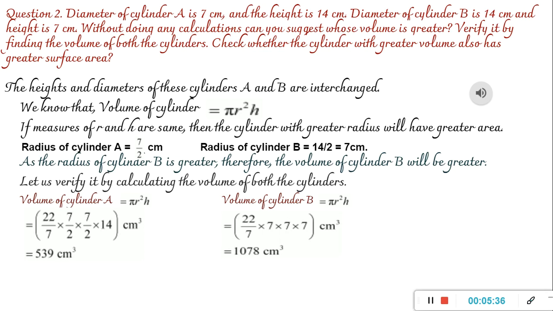Now let's see volume of cylinder B. Formula same, pi r square h, 22 upon 7 into 7 into 7 into 7. Here r also 7, height also 7. So 7 and 7 will cut. Now what is remaining? 22 into 7 into 7 means 22 into 49. That is equal to 1078 centimeter cube. From this we can understand that volume of cylinder B is greater. Right? In the next slide we can see the surface area of both the cylinders.